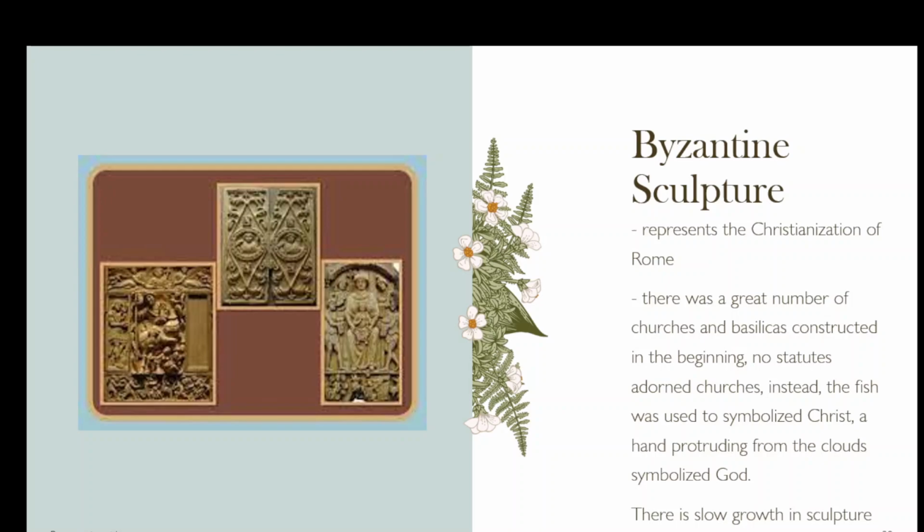There was a great number of churches and basilicas constructed in the beginning. No statues adorned churches. Instead, the fish was used to symbolize Christ. A hand protruding from the clouds symbolized God. There is a slow growth in sculpture kasi nga, since church yung most powerful institution and they have control almost in all aspects of human life, in this particular period, the medieval period, karamihan ng mga forms of art na pinatayo na umusbong ay mga cathedrals, mga simbahan.